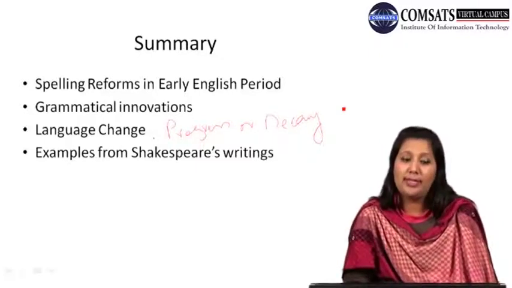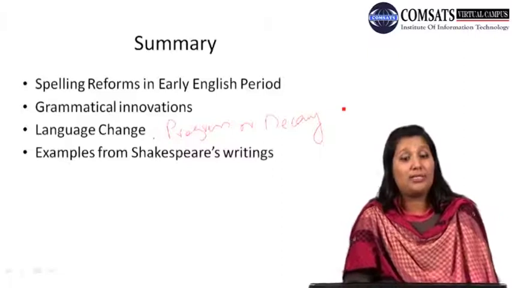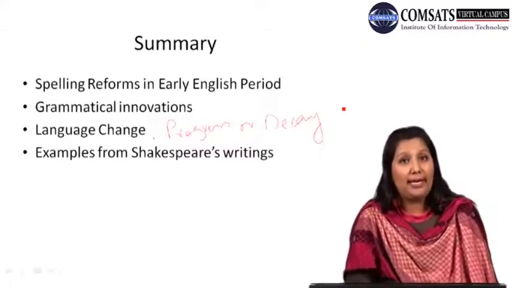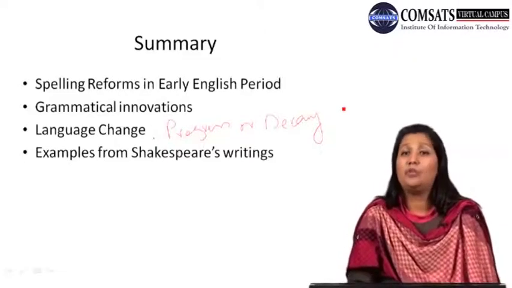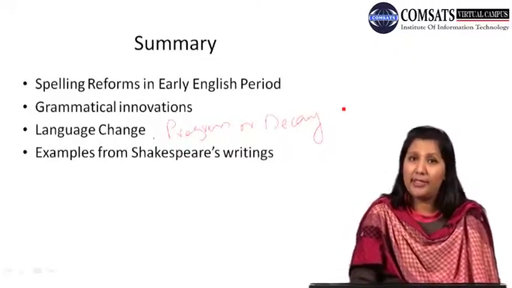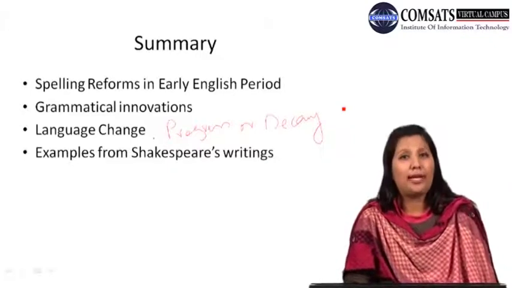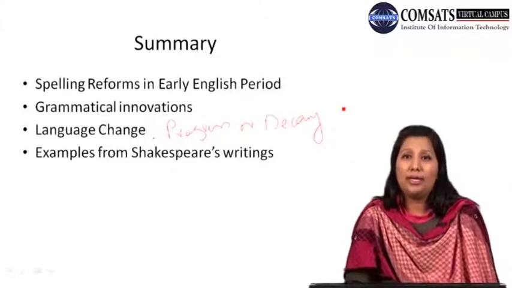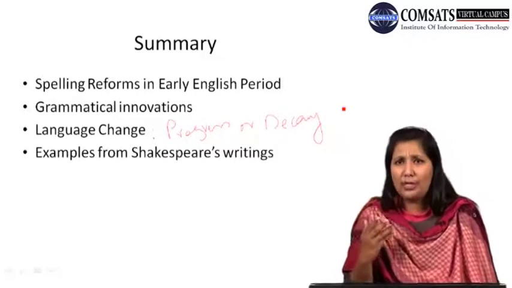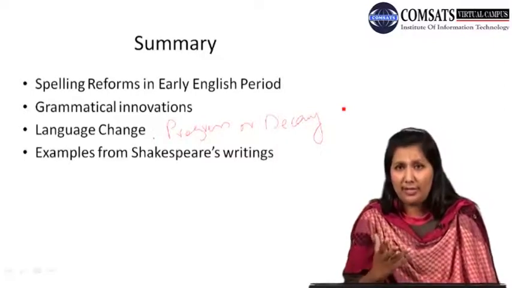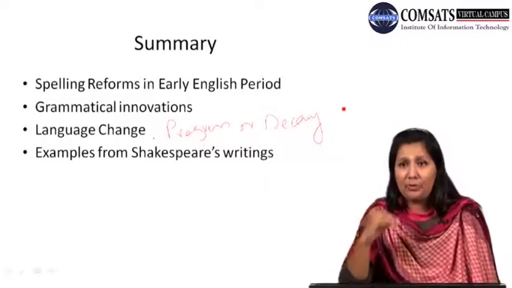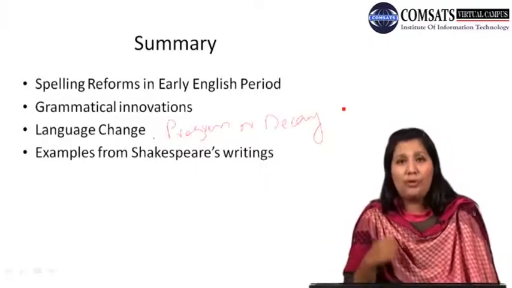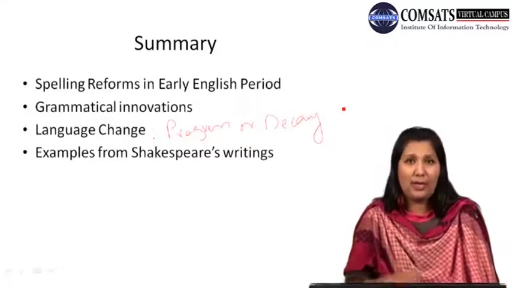Then towards the end of today's lecture, we also looked at different examples from Shakespeare's writing, taken from Act 2 of Julius Caesar. It was a good conversation between two characters, and we saw that there were a few words that we could not understand, or that were perhaps a feature of the Renaissance age and have vanished these days. So we have tried to point out those things as well. So let's end our lecture today here.